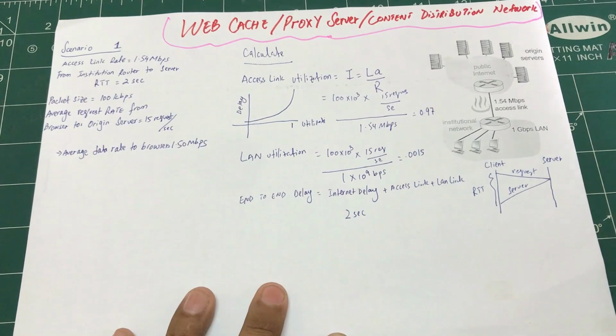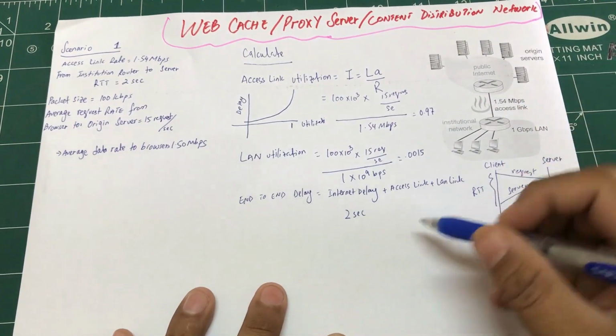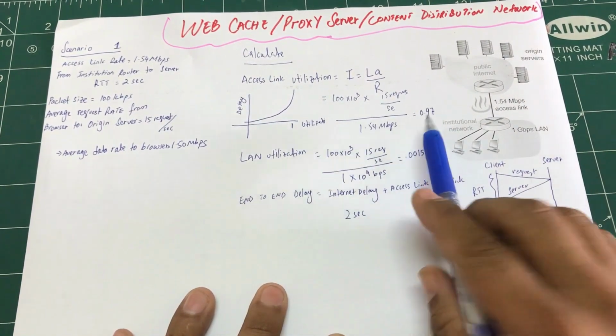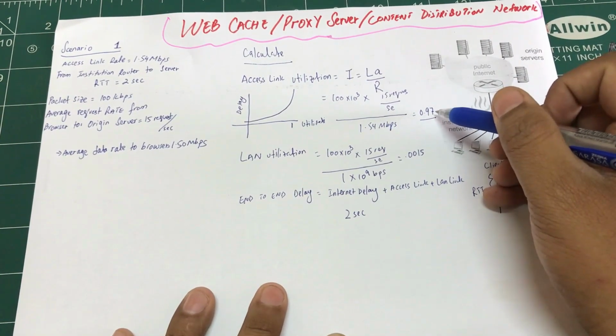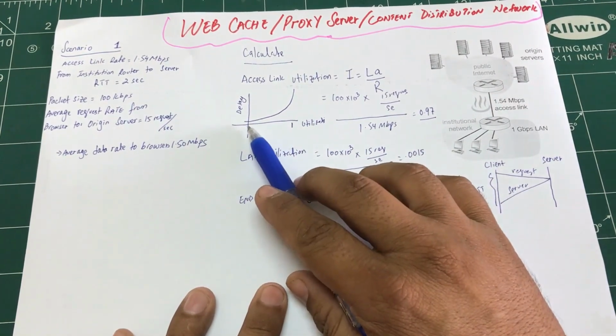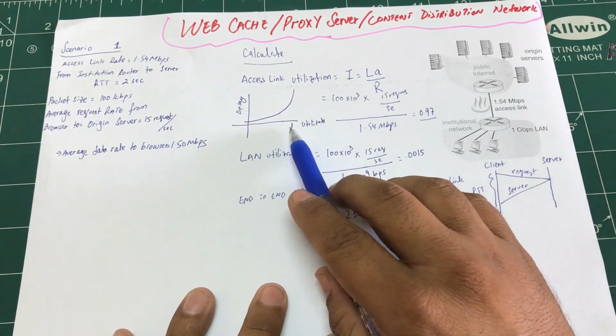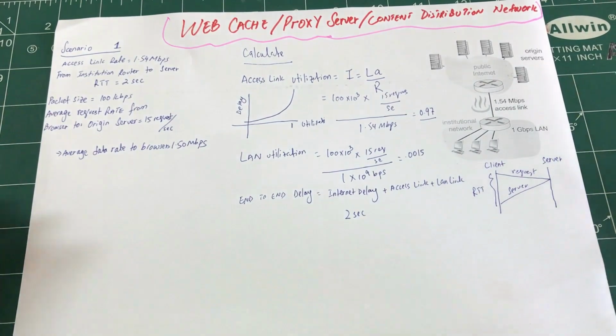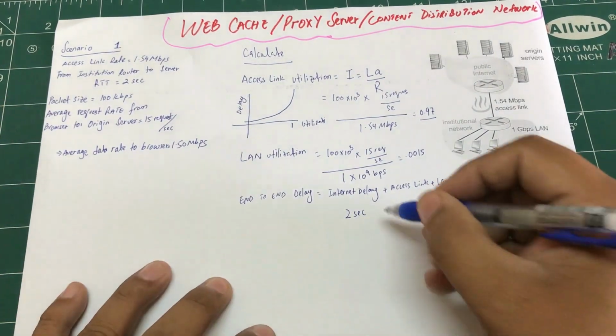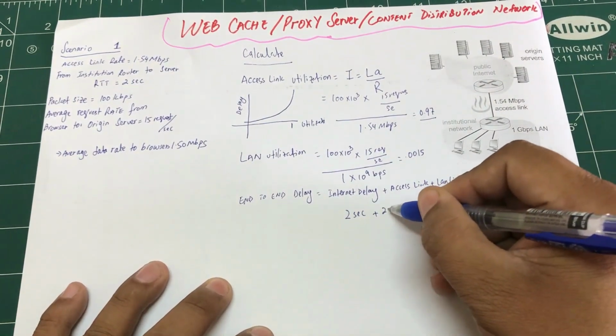That delay in networks could be in terms of minutes, isn't it? Because my access link is 97% utilized. According to this graph, as soon as you hit 1, your delay goes out of bounds, which means this delay is going to be in terms of minutes. So let's say several minutes, let's say 2 minutes.